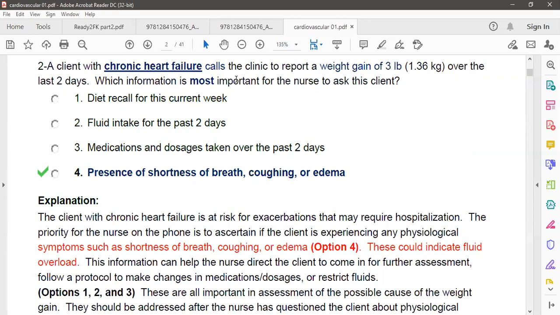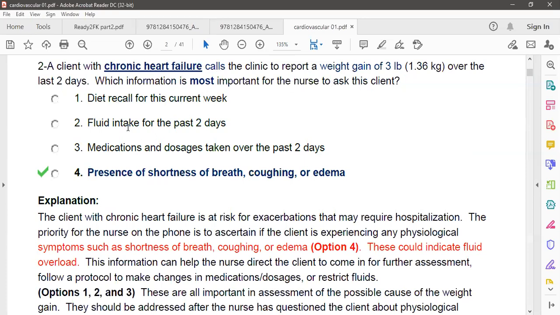So this client makes a phone call and says the body weight gain is 3 pounds over the last 2 days. Which information is the most important for the nurse to ask the client? You see, every question is important related to this patient, but which is the most? Question number 1: diet recall for the current week.